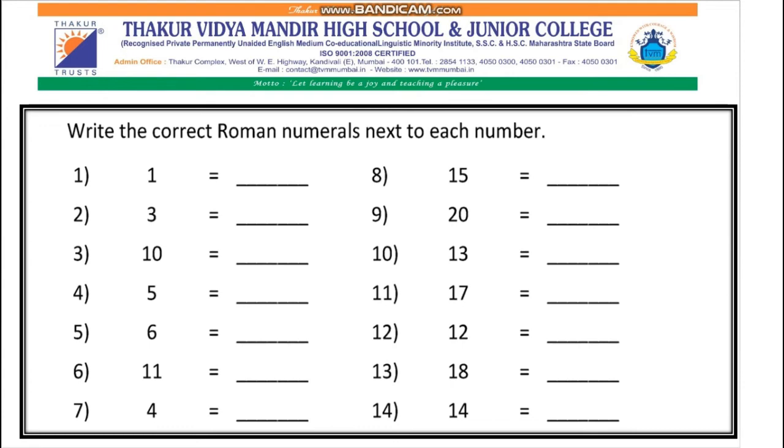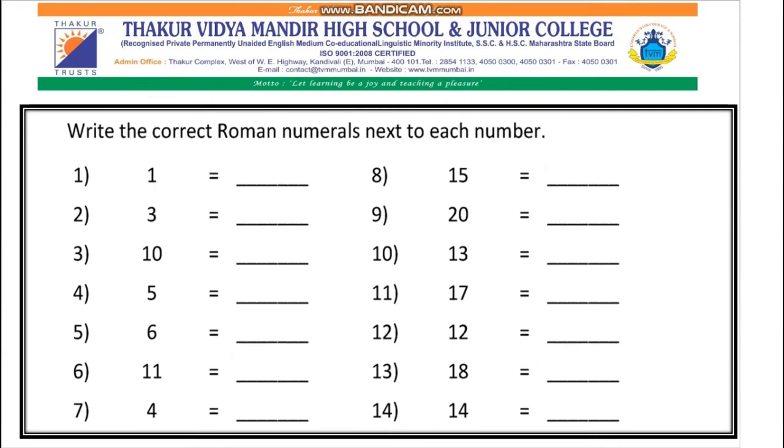1, then 3, 10, 5, 6, 11, 4, 15, 20, 13, 17, 12, 18, and last 14. Note down all the questions. Good. Now try to write them in Roman numerals. Come on, children, you can do it. Write it fast. Good. Who can do it fast? Very good. All have started?